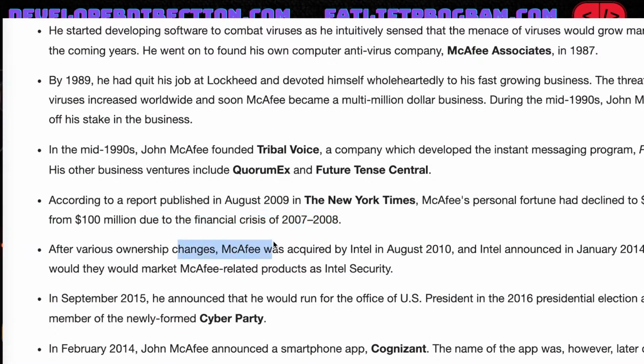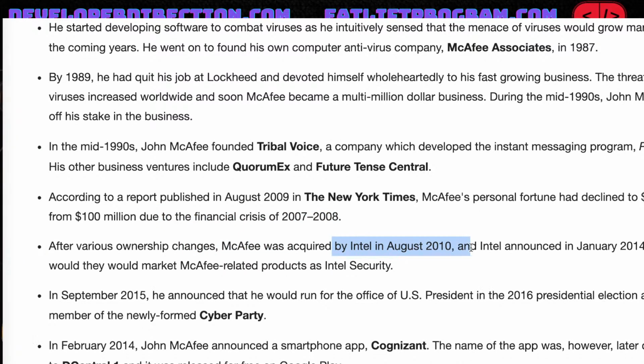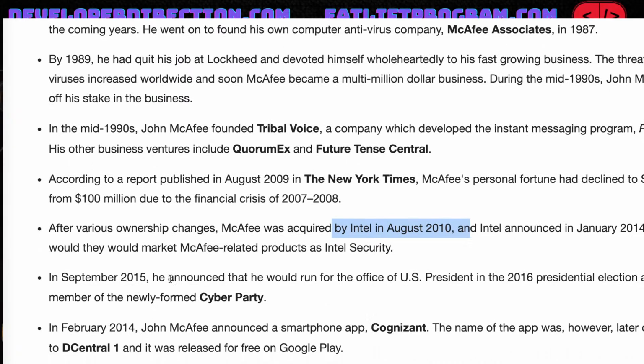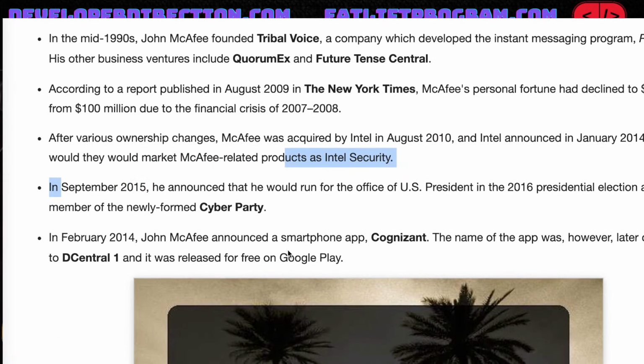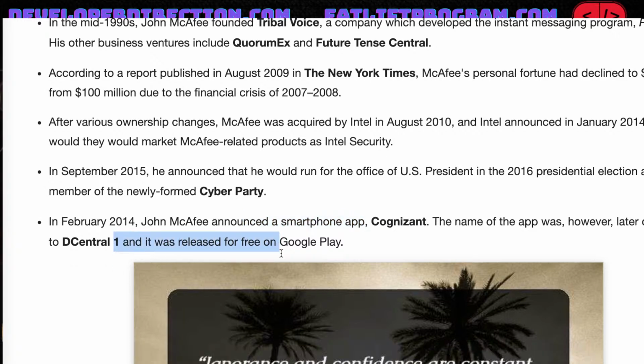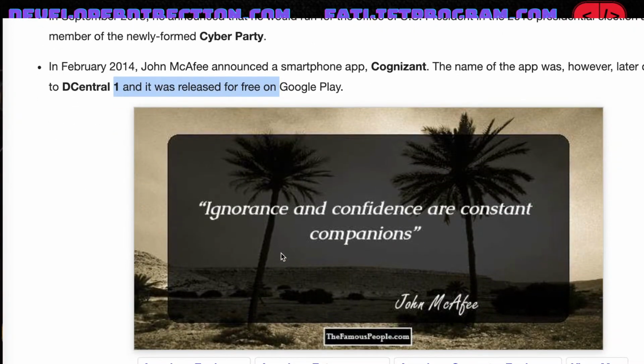After various ownership changes, McAfee was acquired by Intel. After August 2010, Intel announced in 2014 that they would market McAfee-related products as Intel Security. In 2015, he would run for office. Smartphone app, Cognize, Decentral One, was released for free. Here's another quote from McAfee: "Ignorance and confidence are constant companions."